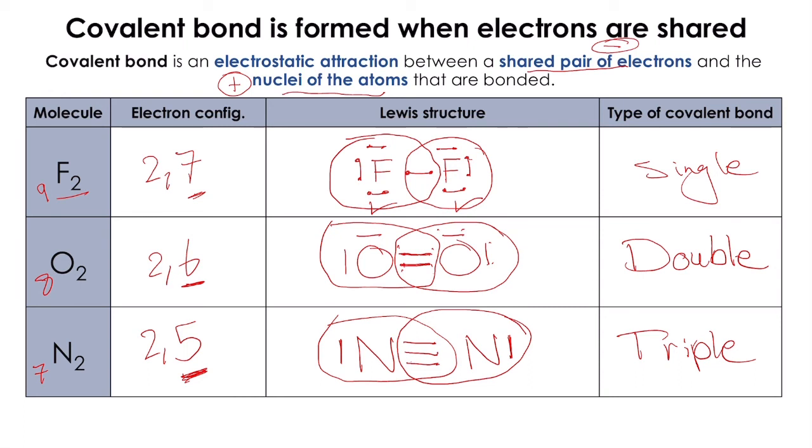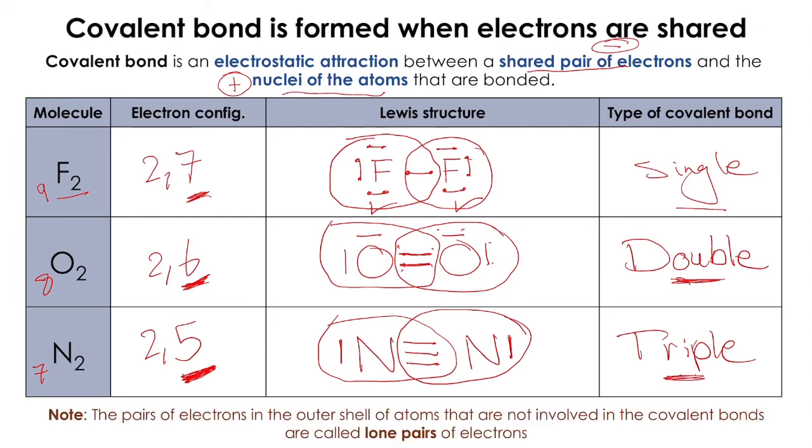Again, how many covalent bonds each atom should make depends on the last shell electrons. How many electrons does each atom have? If it has 7, it would make a single bond. If it has 6, it could make a double bond or 2 single bonds. If it has 5, it needs 3 more electrons to make the last shell full with 8, so it would make a triple bond or 3 single bonds.